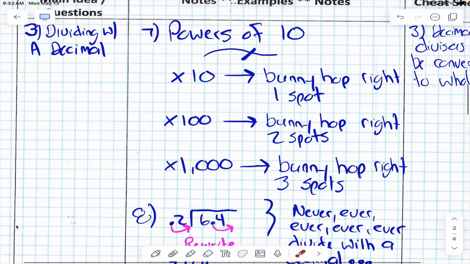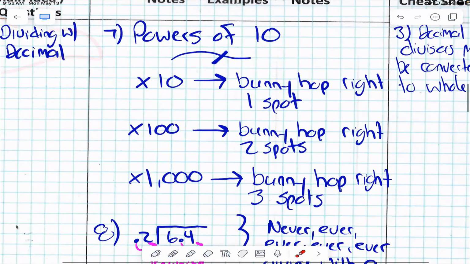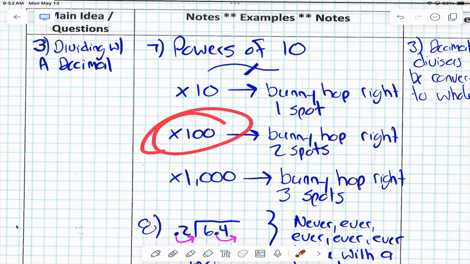The next thing we did was we divided with a decimal. Before we did that, though, we talked about powers of 10. When you multiply by a power of 10, what happens to the decimal point? Which way? Right. What about 100? How many zeros are in 100? 2. So we bunny hop 2 spots? Yes. What about 1,000? Bunny hop right. So we just keep following that pattern, yes?